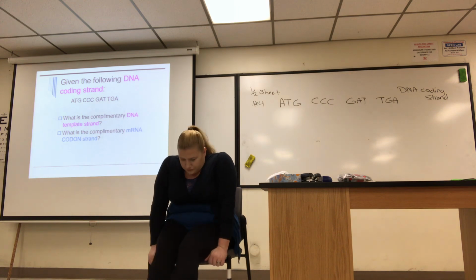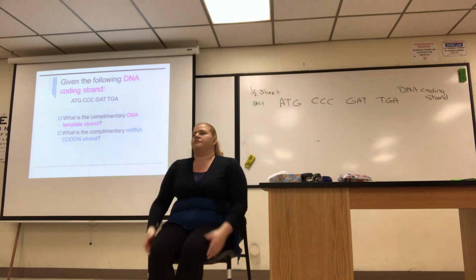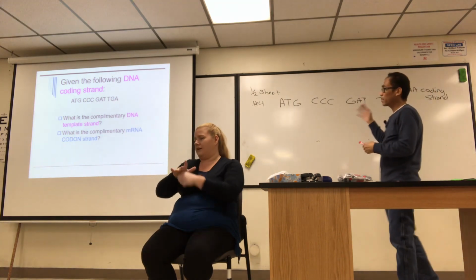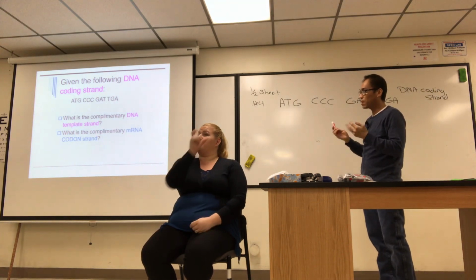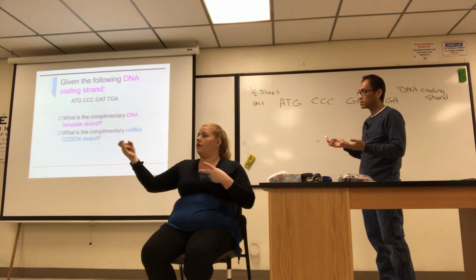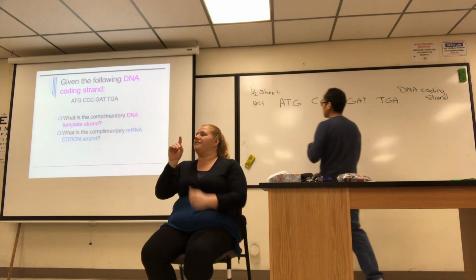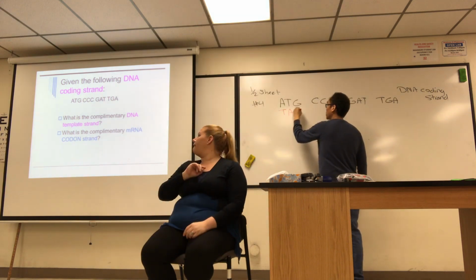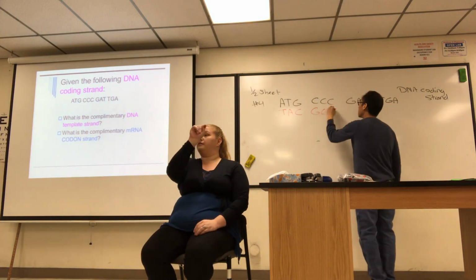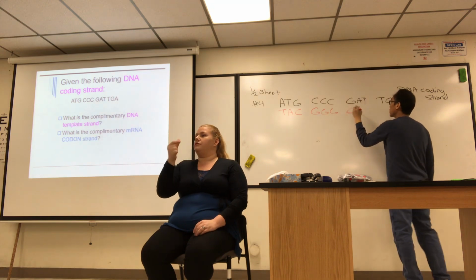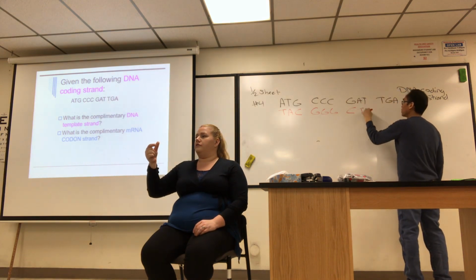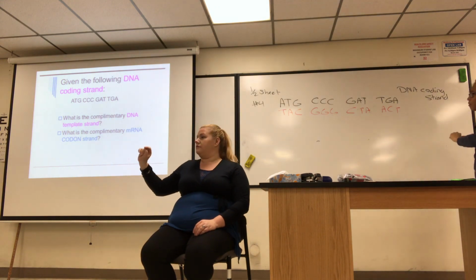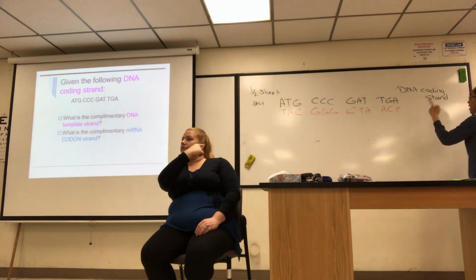All right, let me check back in. I think that was enough time if you're following us here. If that's the coding strand, and I'm asking you to make the template strand, we're just going to base pair with DNA bases. So, ATG, G should have been T, A, C, G, G, G, C, T, A. There you go. Okay? This is DNA template.